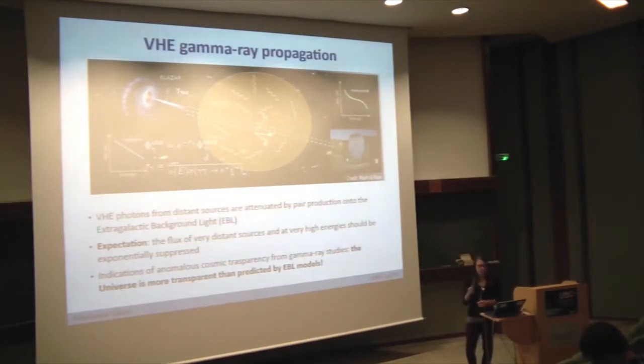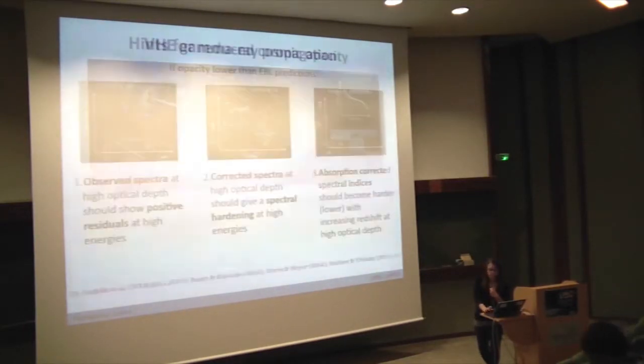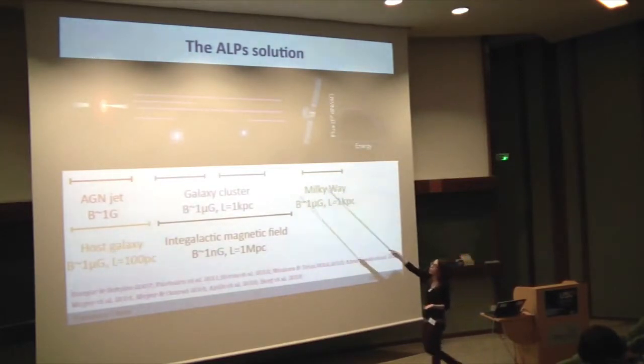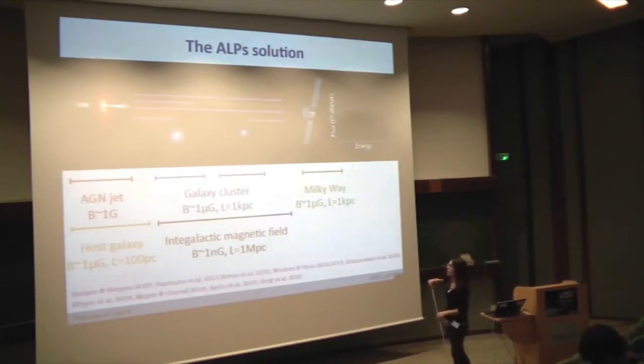What was found by several studies is that the universe is actually more transparent than what is predicted by EBL models. How to account for that was not clear, and it can be used to probe again axion-like particles. I will just skip this. The idea is that the conversion of high energy photons into axions can solve the issue of the transparency of the universe, because you have the conversion of photons into axions.